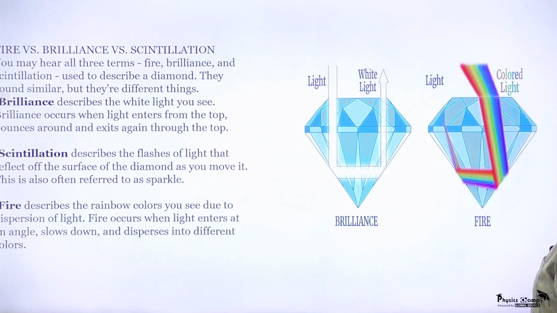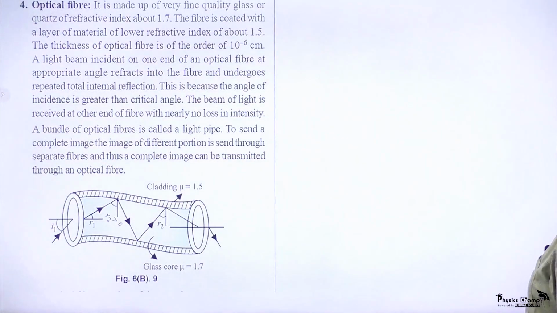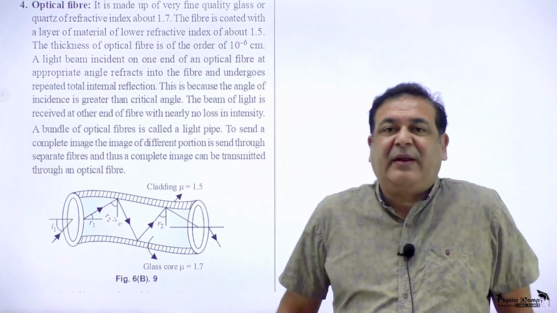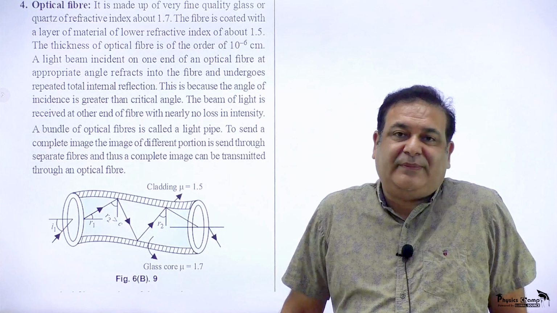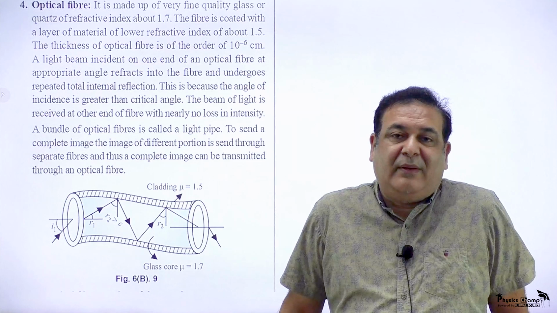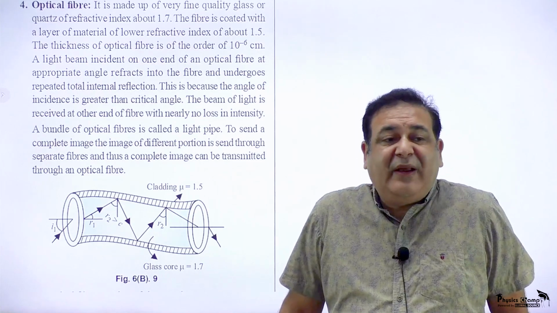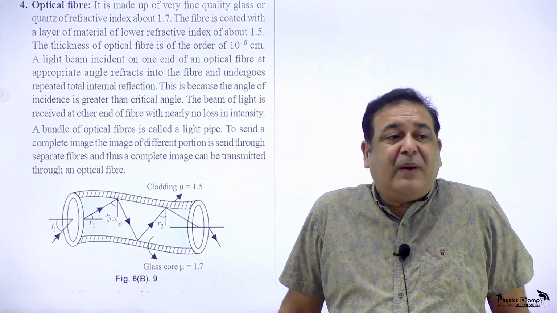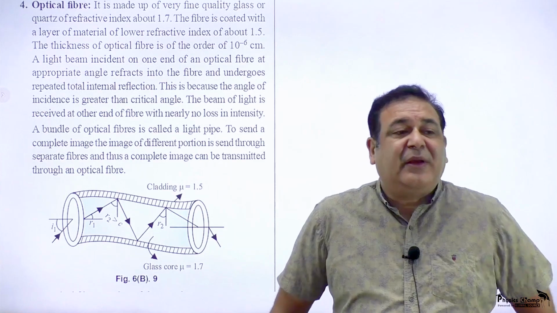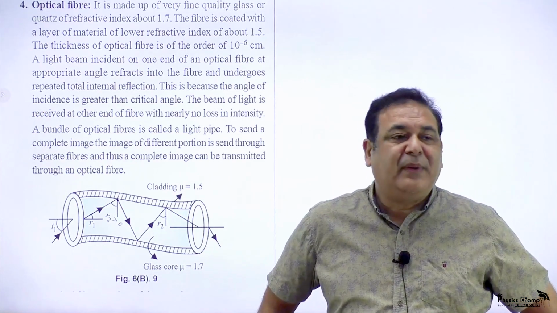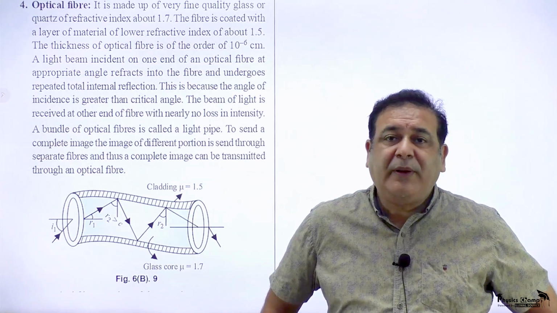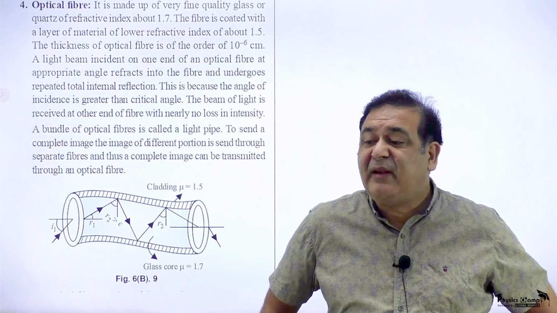Now we talk of the next very important application where total internal reflection is used, and that is optical fiber. Optical fiber, if you have been in touch with or reading or talking about communication, is something which has brought a revolution in communication. So many good companies nowadays, which are the major companies in communication, are using optical fiber for carrying the signal from one place to another.